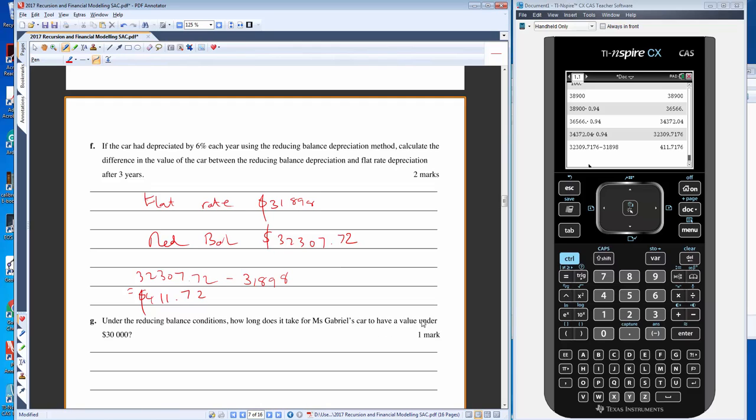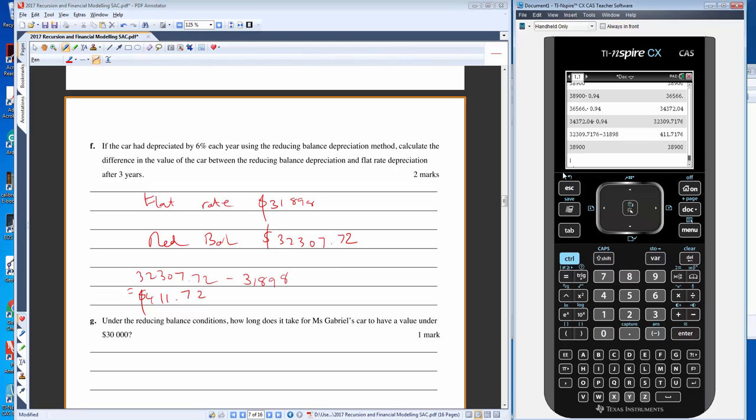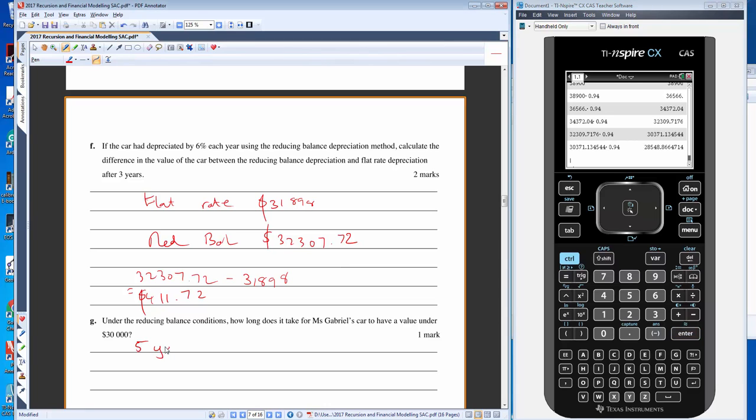Alright, under the reducing balance conditions, how long does it take for Ms. Garibill's car to have a value under 30,000? So let's go back to the recurrence relation, 38,900, multiplying by 0.94, first year value, second year value, third year value, fourth year value, fifth year value. So it takes 5 years.